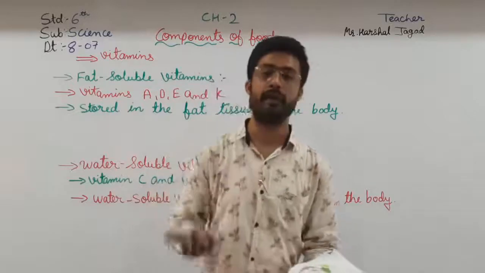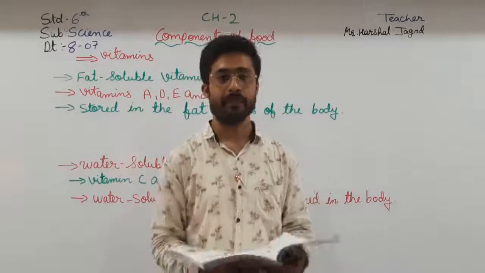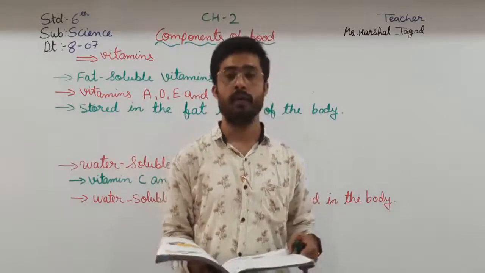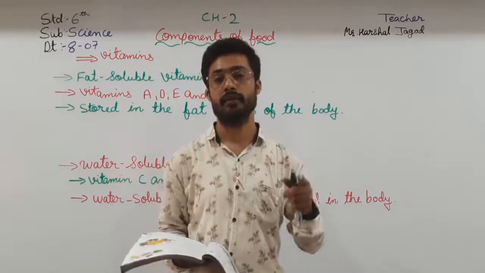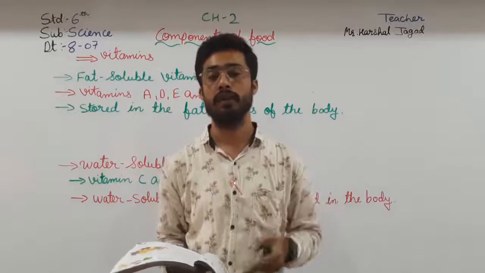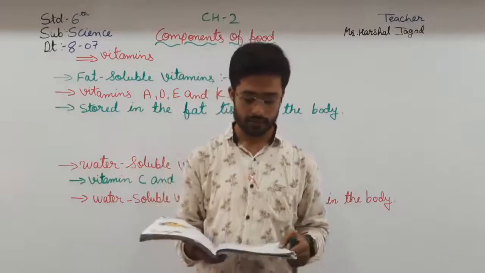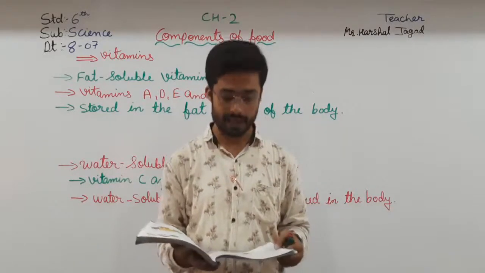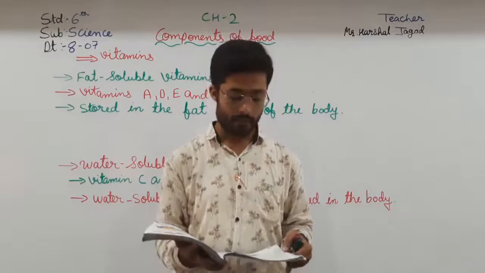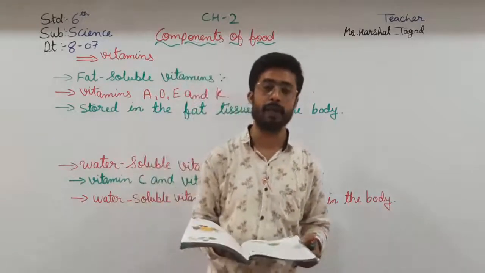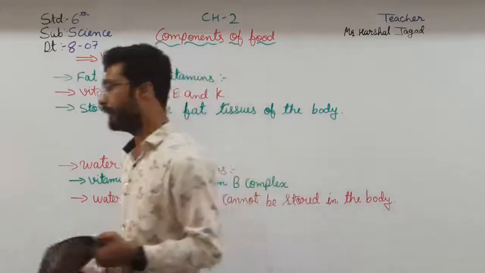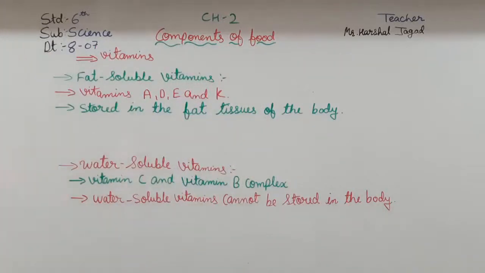And then after we have seen the activity, and here we have seen the vitamins. So there are two kinds of vitamins, that is fat soluble and water soluble vitamins. Okay, so fat soluble vitamins are A, D, E and K, and water soluble vitamins are vitamin C and vitamin B complex.